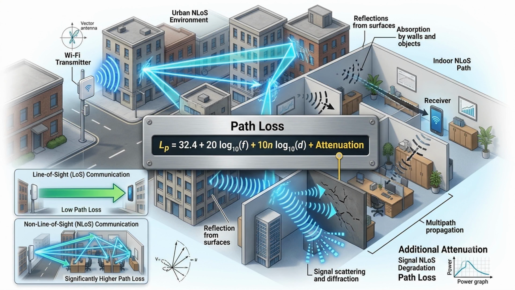For non-line of sight communication, the free space propagation loss is the combination of the equation plus many other factors such as attenuation due to absorption, reflections and multipath. Path loss equals 32.4 plus 20 times the base 10 logarithm of F, plus 10 times N times the base 10 logarithm of D, plus attenuation.